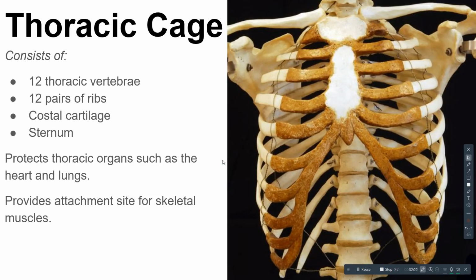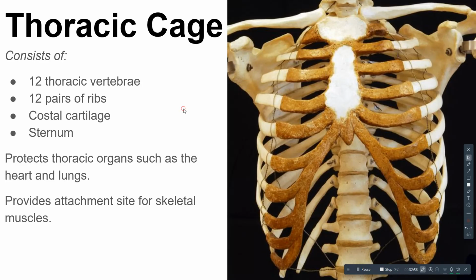Fantastic. So now I want to talk about the thoracic cage, which is going to have 12 thoracic vertebrae in the back, articulating with 12 pairs of ribs on each side, plus the sternum in the front. And between the ribs and the sternum, we have all this cartilage, which is called costal cartilage. Of course, this cage protects the heart, protects the lungs, and a lot of muscles are going to attach to these ribs, to the sternum.